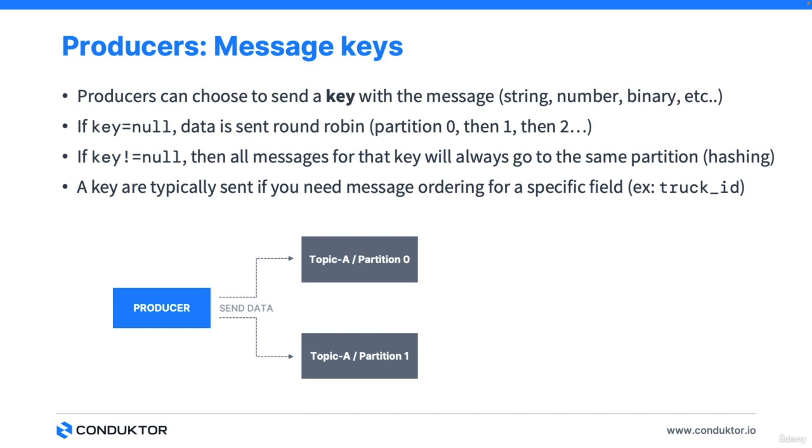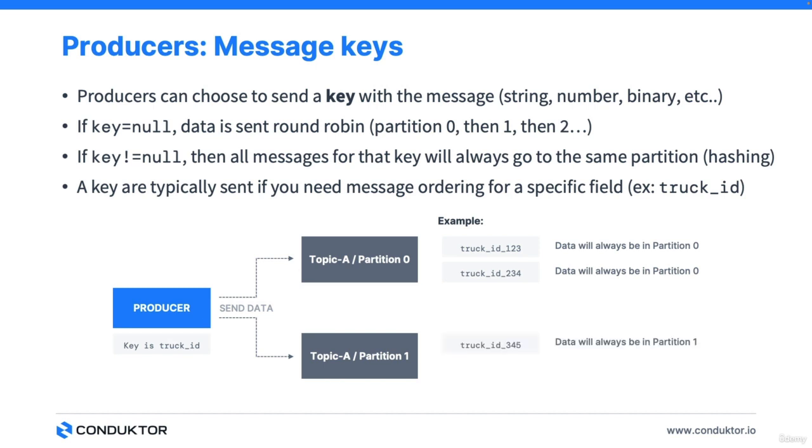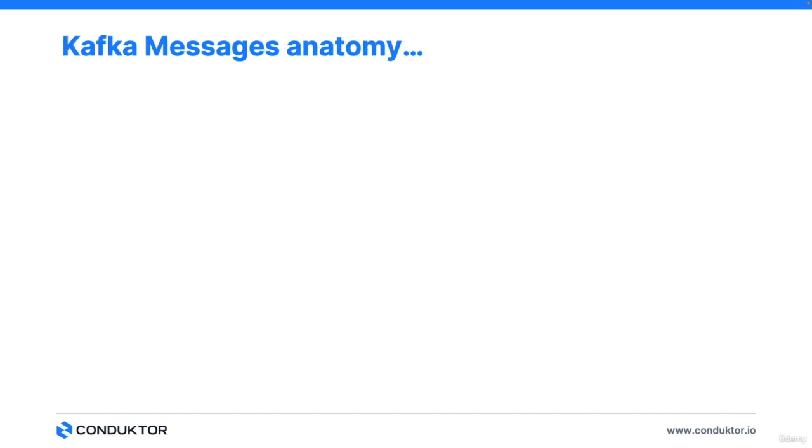In that case, I'm going to provide truck ID as the key of my messages. Why? Then, for example, truck ID 123, which is the ID of one of my trucks, is always sent to partition 0, and I can read data in order for that one truck. Truck ID 234 is also always sent to partition 0. Which key ends up in which partition is determined by the hashing technique that we'll explain right after. Another truck ID, for example 345 or 456, will always end up in partition 1 of your topic A.